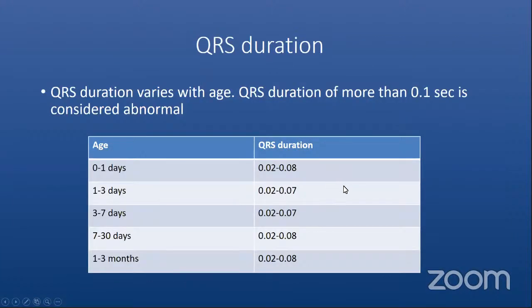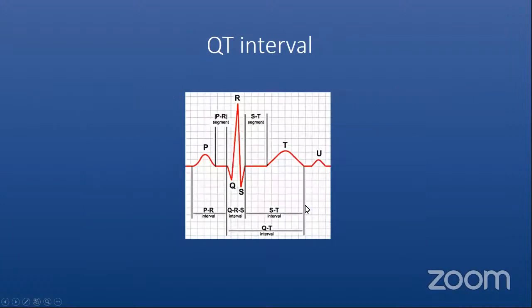So if you look at that, the QRS duration is almost the same at every age, but it should be less than 0.1 second or less than 3 small squares. The QT interval is the most important, because if someone has long QT syndrome, obviously that's a disaster. It can lead to VT or torsades. So that's why it's very important to look at the QT interval.